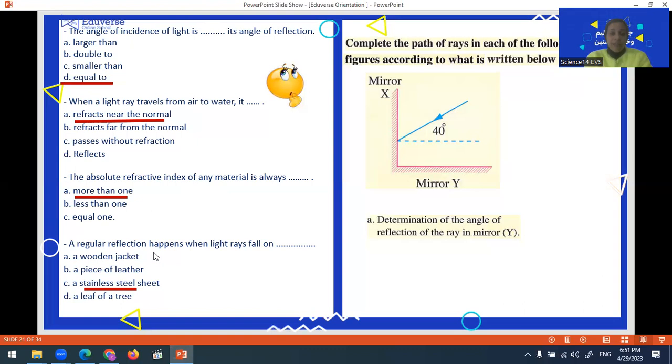A regular reflection happens when the light ray falls on regular wood? No, it will be irregular. Piece of leather, irregular. Stainless steel sheet, yes, it will be regular. So now please let's draw this together.